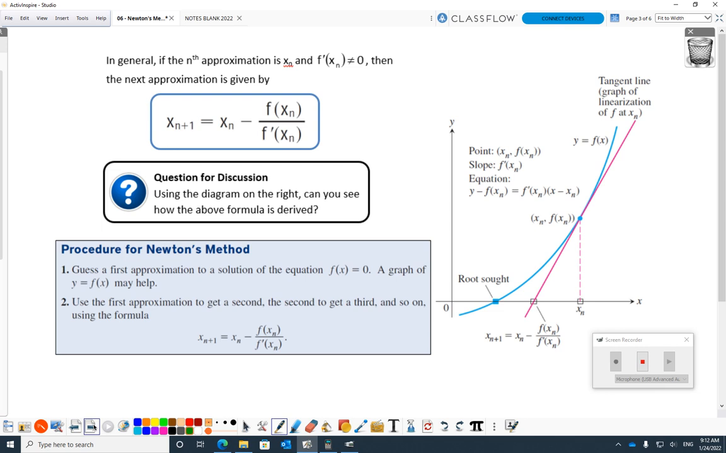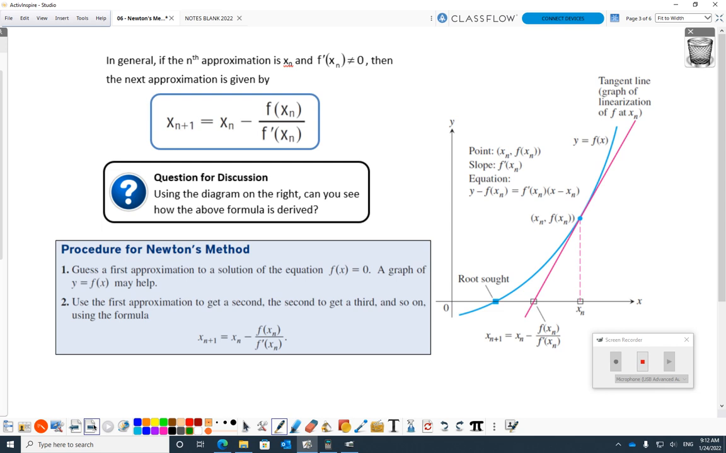All you need is your guess, the y value there, and the slope there. You're making your guess better by subtracting off the y value divided by the slope. You'll see exactly how that plays out in a minute.